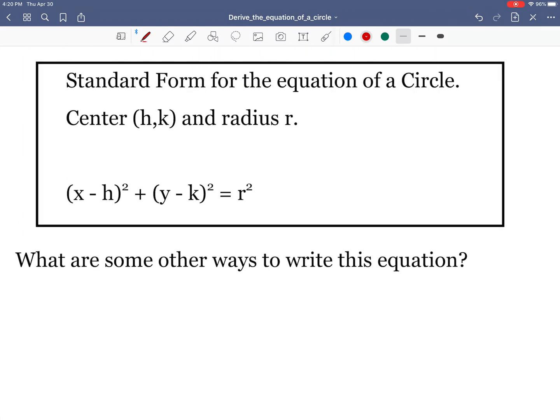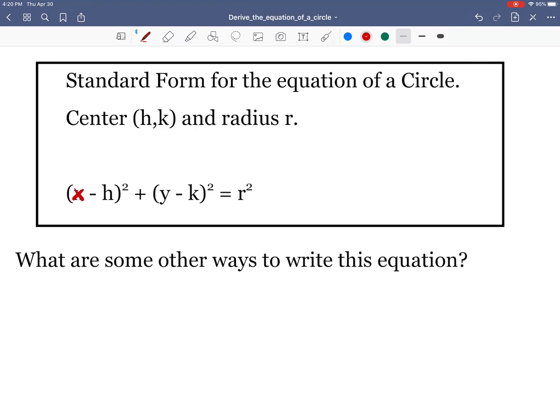So, standard form for the equation of a circle with the center at (h, k). Now, these are just representing points. The center could be at (3, -7), or (8, -10), but that's what h and k are representing. And a radius of r is going to be (x - h) quantity squared added to (y - k) quantity squared equal to r squared.